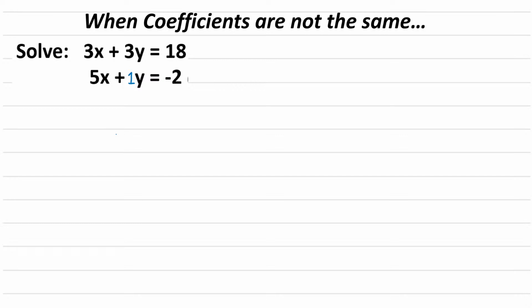Okay, so what can we do? How can we get the same coefficient? Well, for this example, we don't need to change both equations, because if I call this equation 1 and this one is equation 2, if I do equation 2 times 3, then I can have the same y coefficient. So I'm going to do times 3 on this one, which means I'm now going to have 3x, okay, plus 3y equals 18.